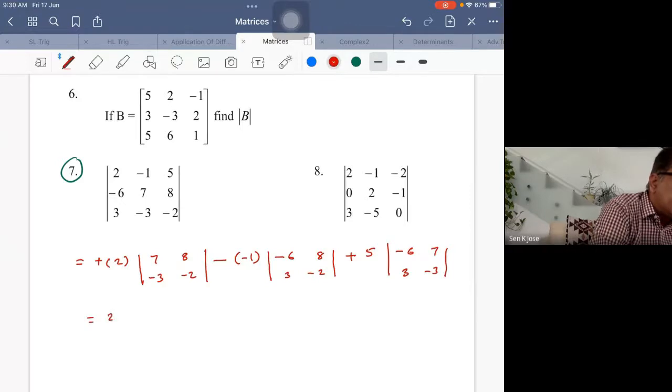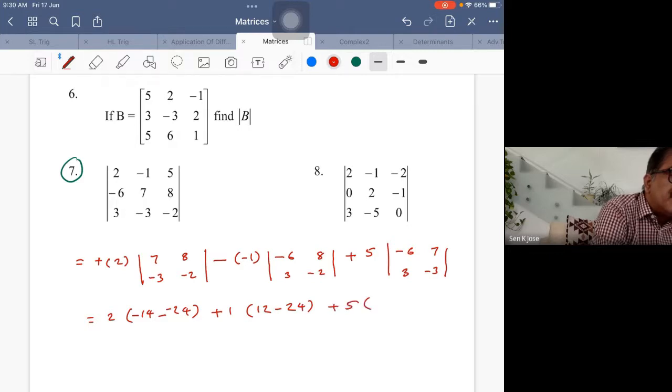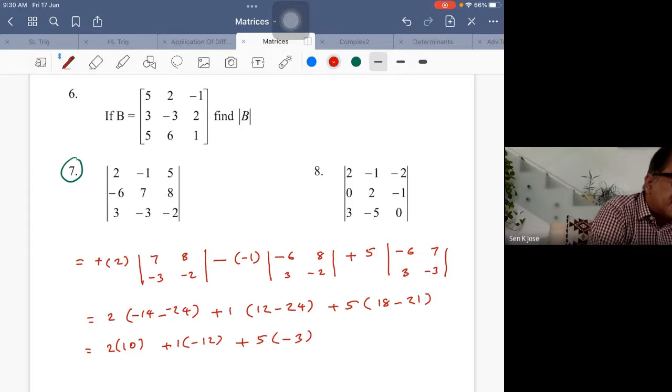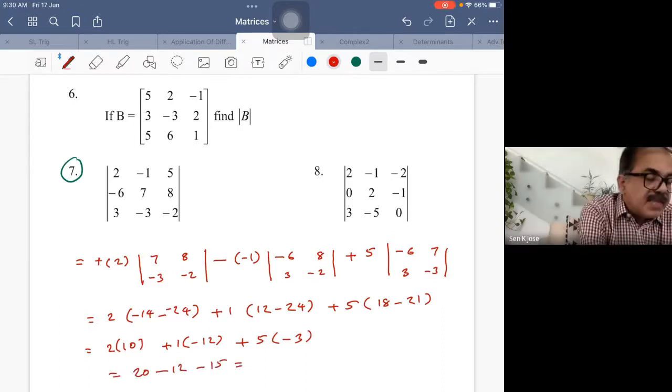Then you start expanding: 2 into minus 14 minus 24 plus 1 into 12 minus 24 plus 5 into 18 minus 21. So that is 2 into 10 plus 1 into minus 12 plus 5 into minus 3. 20 minus 12 minus 15. That's 8 minus 15, is it?